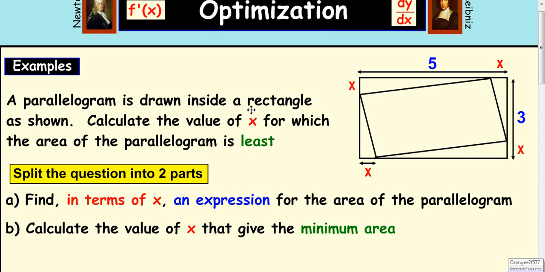In this example, we're going to look at a parallelogram that's drawn inside a rectangle, and we have to calculate the value of x here for which the area of the parallelogram is least. So this x value can change. We can make it bigger or smaller. We need to try to find the value that makes the area of the parallelogram as small as possible.